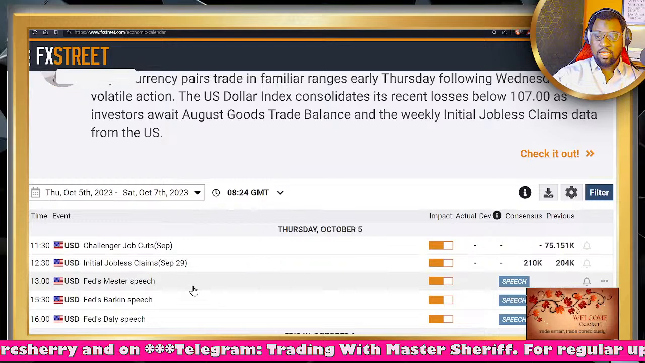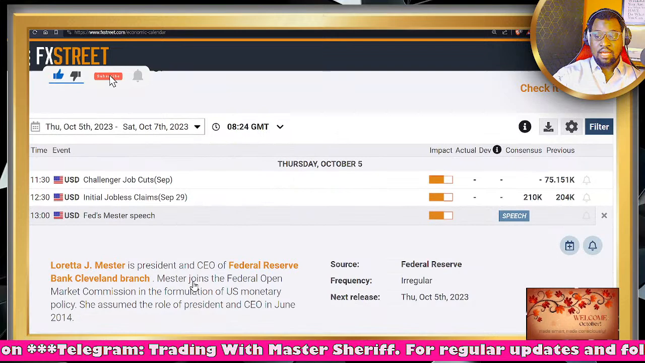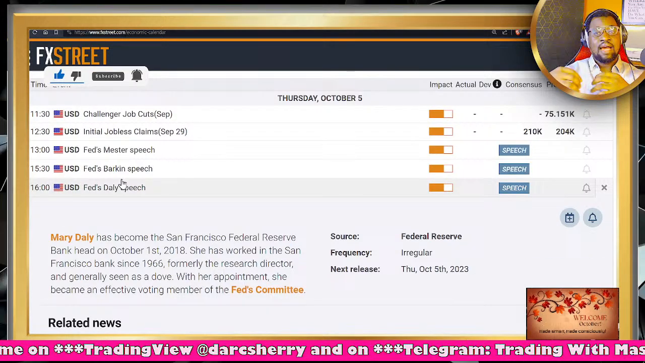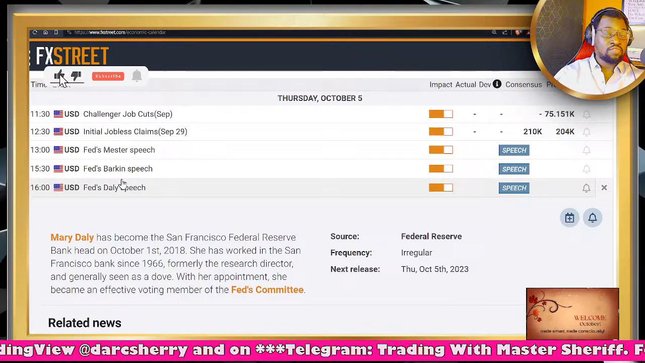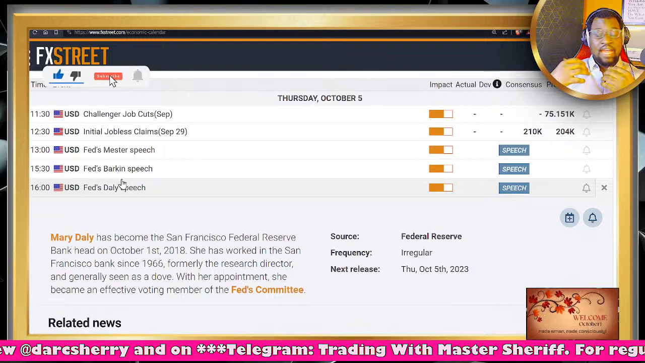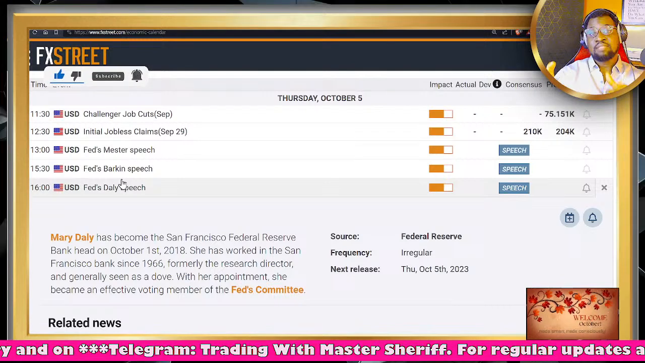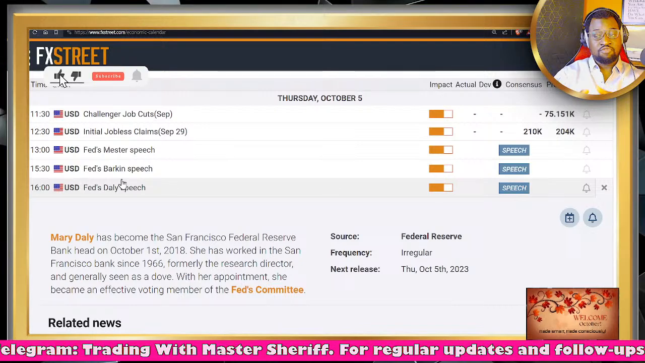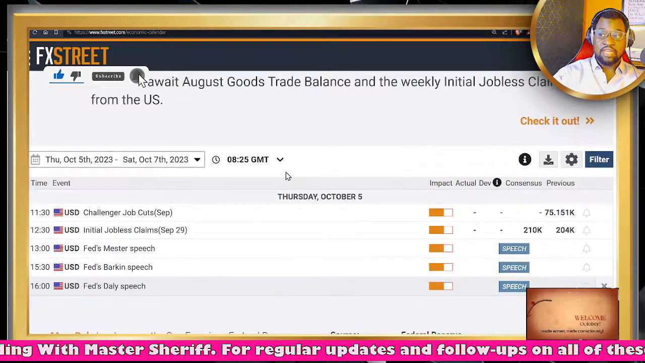Now, we also have the Fed's Mester speech. Mester is the president and CEO of the Federal Reserve Bank, and the question is what her projections are as regards interest rate decisions for this month. Everyone in the market will be looking forward to this event, as any sensitive statement here has a tendency of spiking price movement.